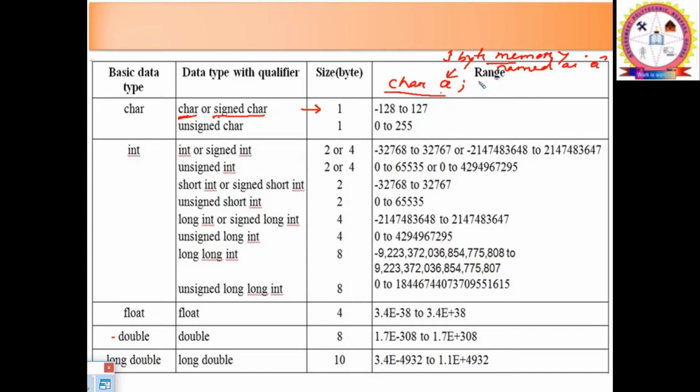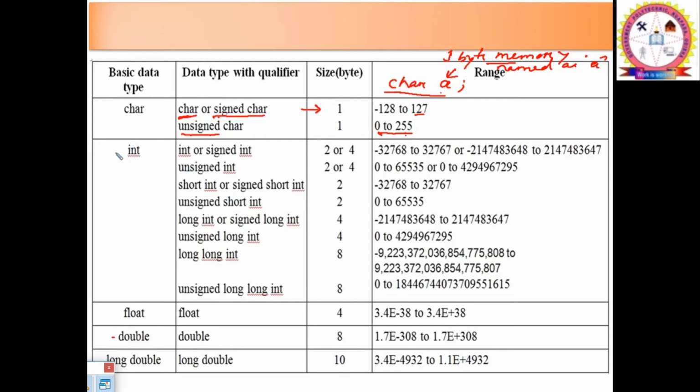Then how much value can it store when it is defined as a char? Signed char means the range is -128 to +127. And unsigned char will again occupy 1 byte from the memory, and the range is from 0 to 255. Unsigned means only positive values, 0 to 255. So this is about the char data type.